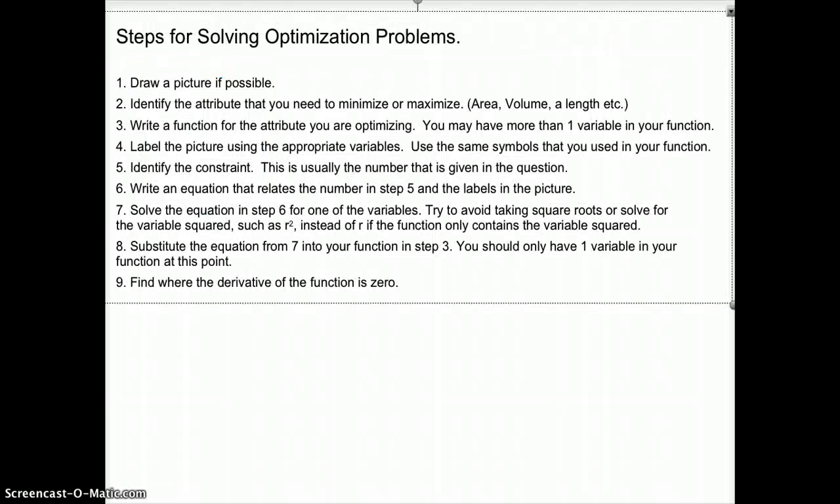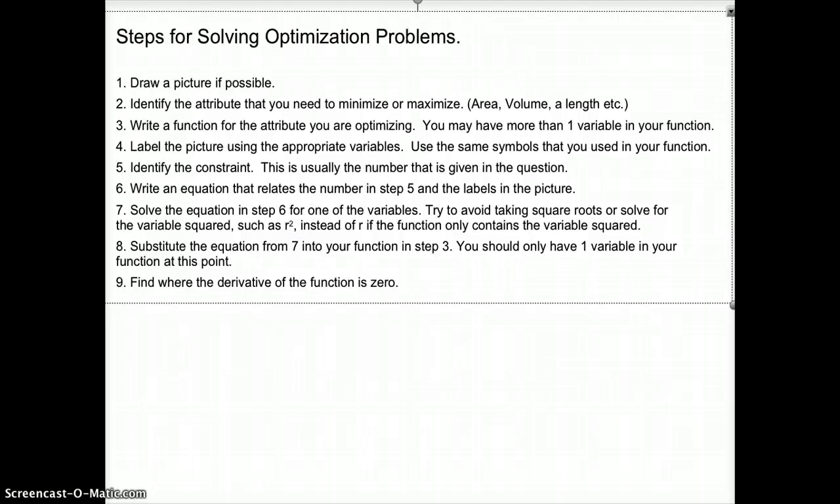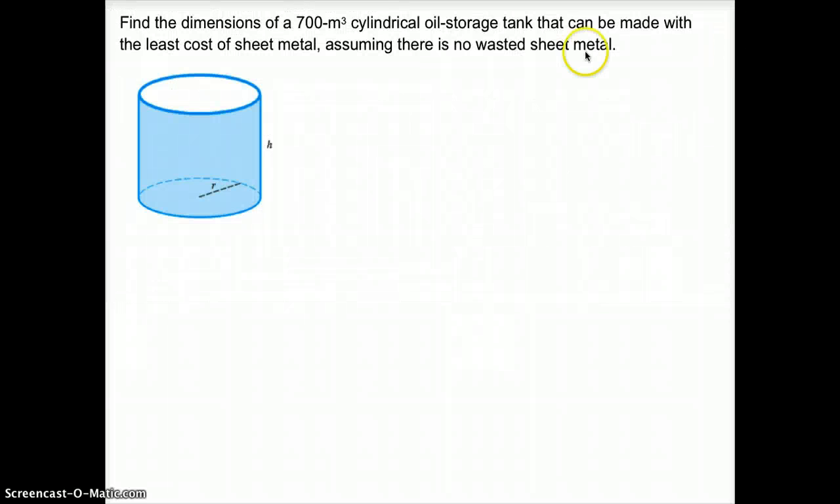Okay, so let's look over at our steps. First thing you need to do is draw a picture. And if you come back over here, I actually have a picture of a cylindrical oil storage tank. So, right, this is my cylinder. Identify the attribute that you need to minimize or maximize. A lot of times it's an area, volume, or length. So I look and say, I need to minimize or maximize the least cost of sheet metal. And so it looks like we're trying to minimize our surface area. Okay, so that's step 2.